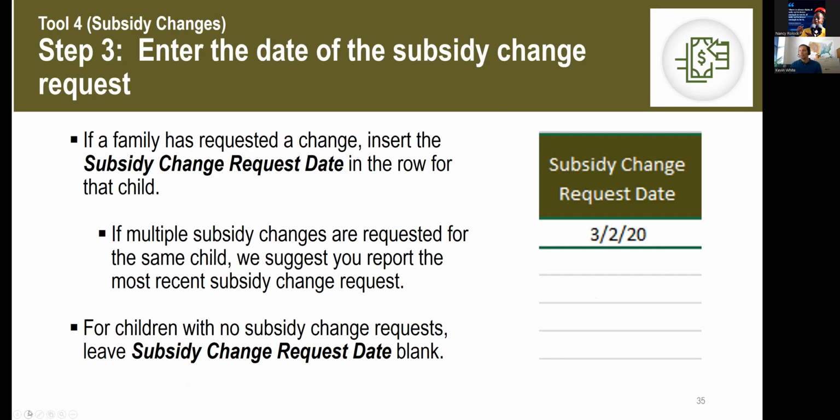The title of the slide is Step 3, Enter the date of the subsidy change request. On the right-hand side of the slide is an image of the subsidy change request date column from the subsidy spreadsheet, with an example date inserted in the first line. If a family has requested a subsidy change, insert the subsidy change request date in the row for that child. If multiple subsidy changes are requested for the same child, we suggest that you report the most recent subsidy change request. For children with no subsidy change requests, leave subsidy change request date blank. Next.